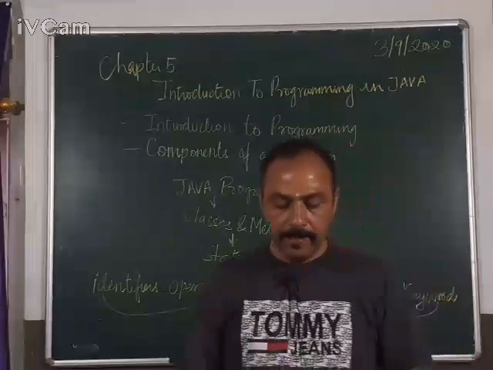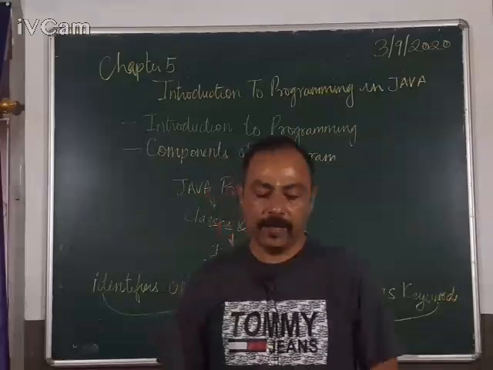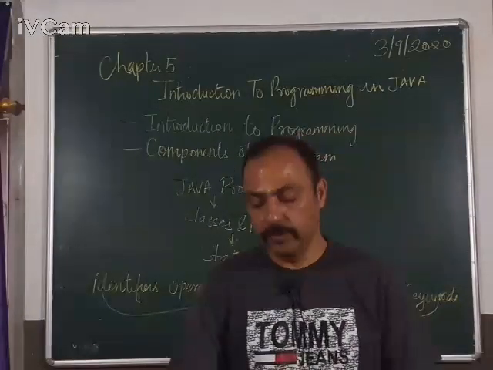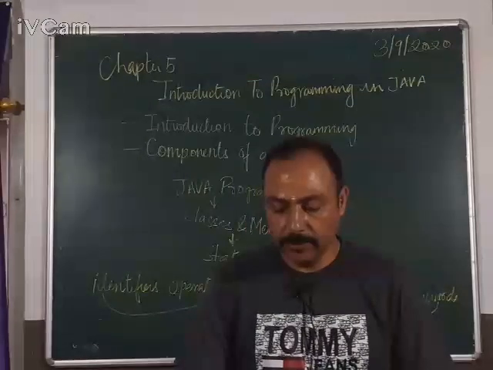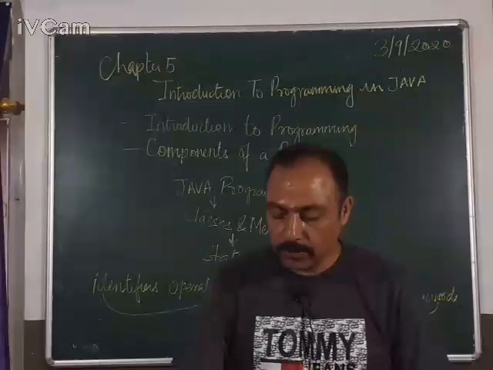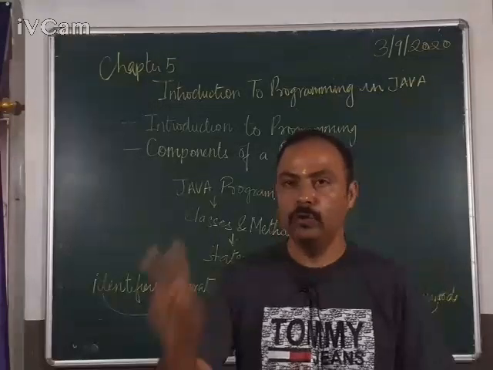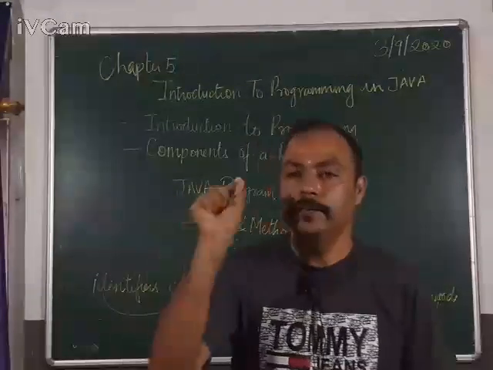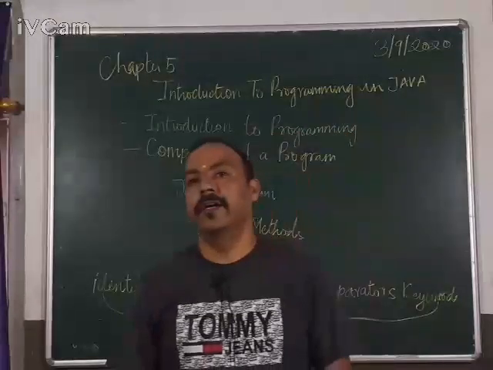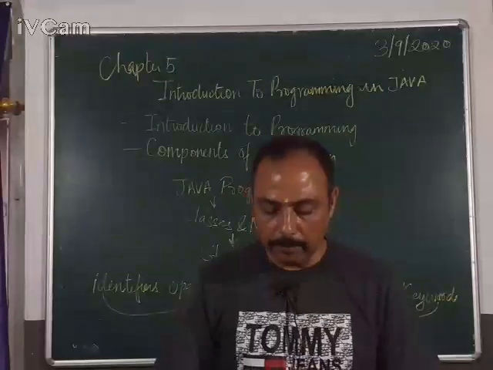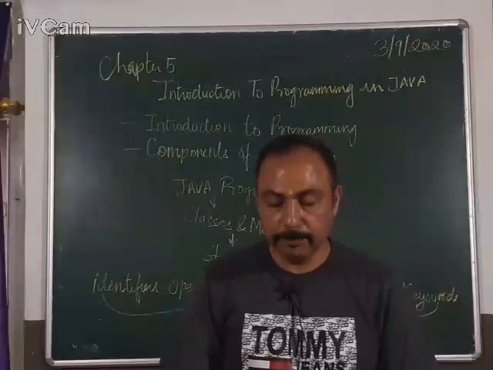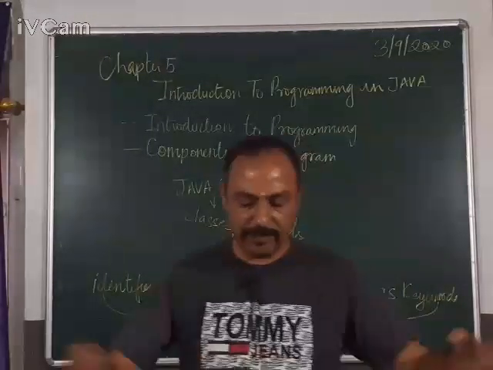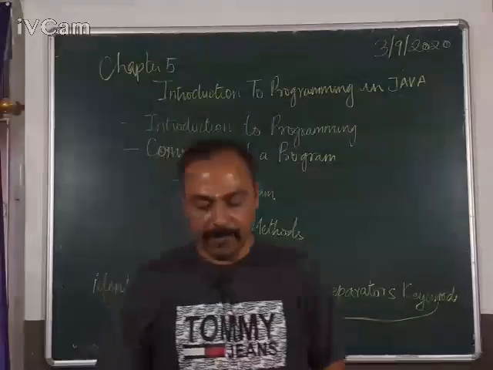Number one. An identifier can consist of alphabets, capital A to Z and small a to z, and the digits from 0 to 9, and underscore or dollar sign. Only these two, underscore and dollar sign, can be used when we are defining the name of the class or methods. And an identifier can have many characters. There is no restriction on the number of characters.